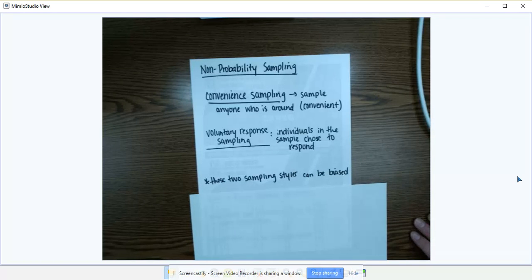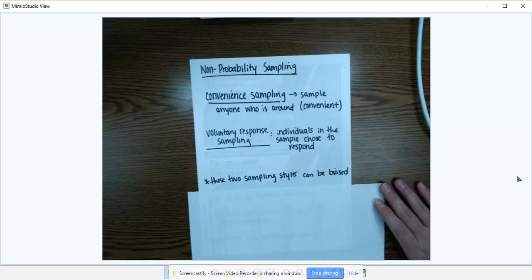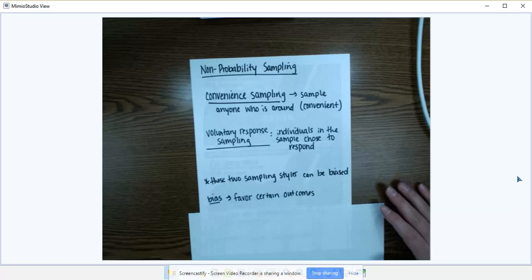These two sampling methods are going to be biased. Obviously, voluntary response. Generally, people that don't really have an opinion aren't going to respond. People that are devoted to the topic are going to respond. So you're going to get a biased answer. Convenience, if you're asking something based off of a location, your people in that location are probably going to have a strong opinion as well. And in case you forgot, bias is just you favor a certain side of discussion.